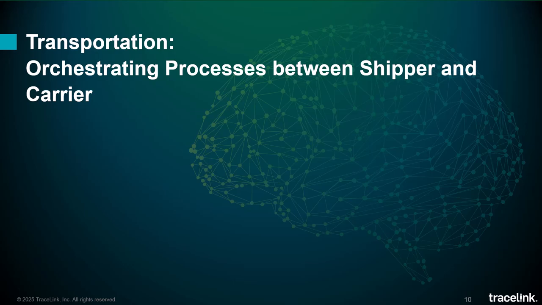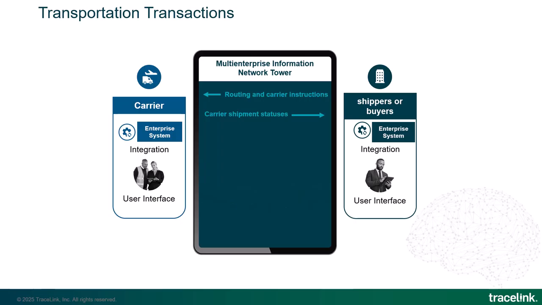What we see here are the core transportation transactions enabled by Mint. At a high level, it shows how shippers or buyers communicate routing instructions to carriers, and how carriers send back shipment status updates, all through integrated systems or user interfaces.